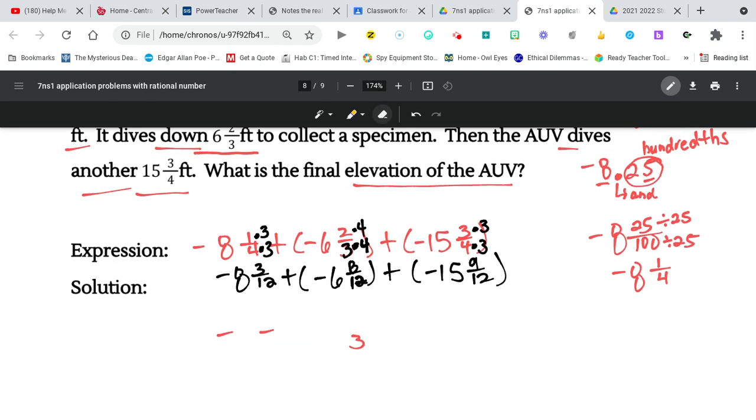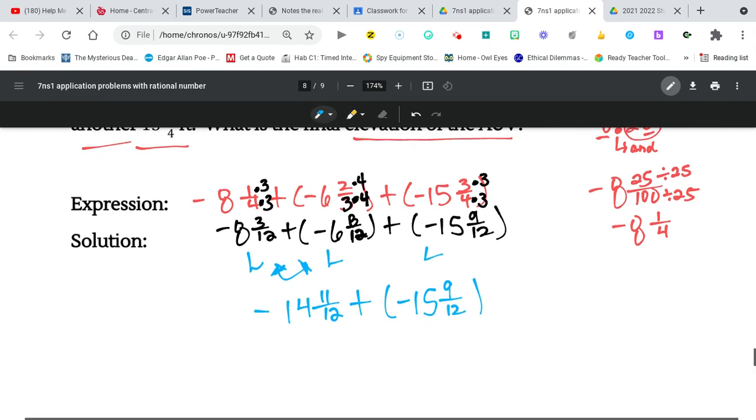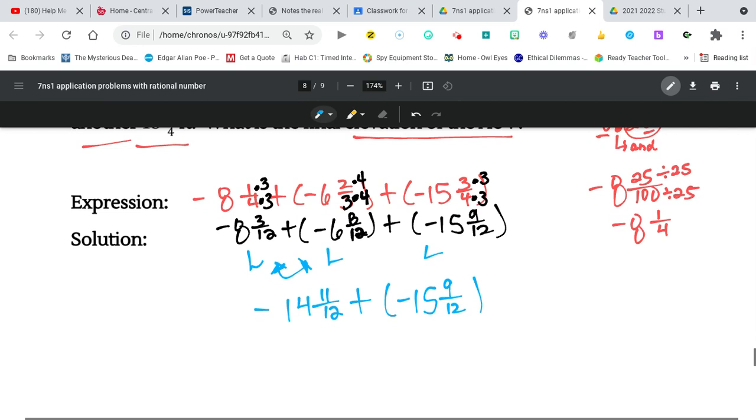Okay, I'm going to erase this so I have more room. Then I can go from left to right, or I can just add up mine that go in the same direction. That's left, left, left. Let's just go from left to right. So if I add these two, that's going to be negative 14 and 11/12 plus that negative 15 and 9/12. All of them are going left, so I just keep adding. So that's going to give me negative 29 and 20/12.